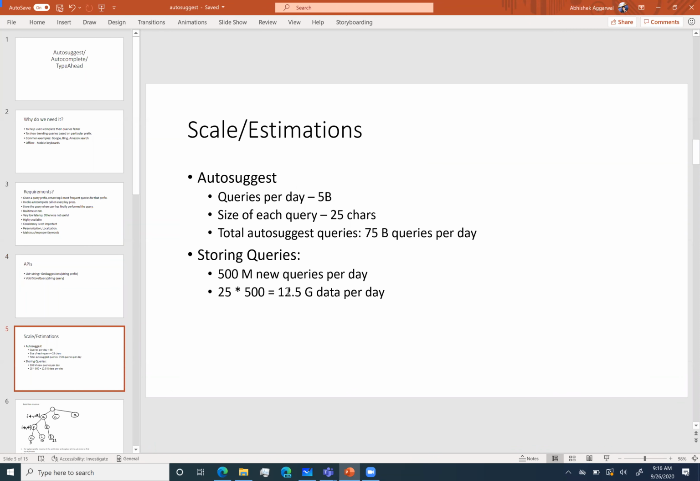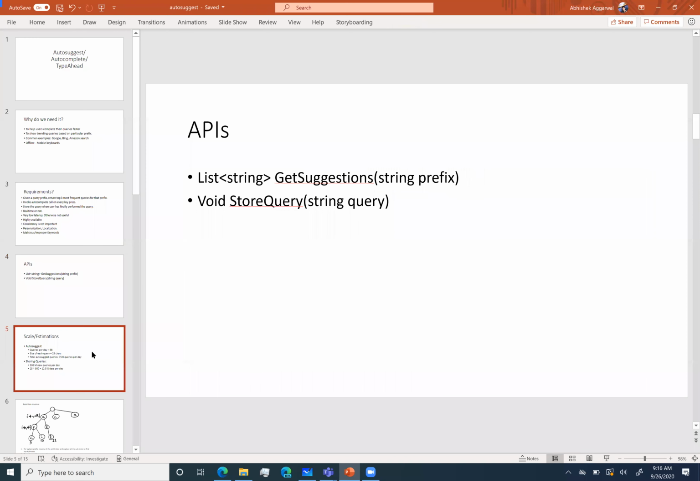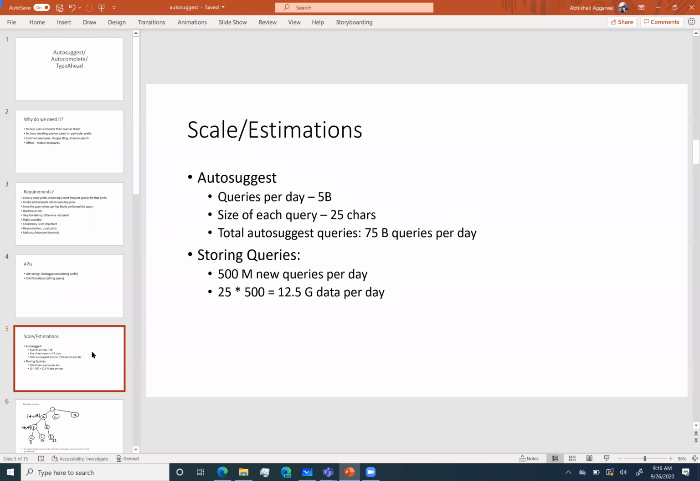Okay, so now we have these APIs. Now let's go to the scale of our service and estimations. I got some references for this scale from one of the websites, I think Google's references, but we can take it as an example. For the auto suggest feature, where we are doing the read, assume we have 5 billion queries per day, and let's say the size of each query is 24 characters.